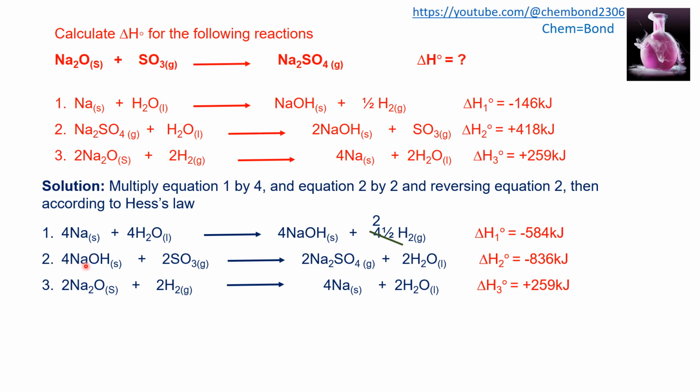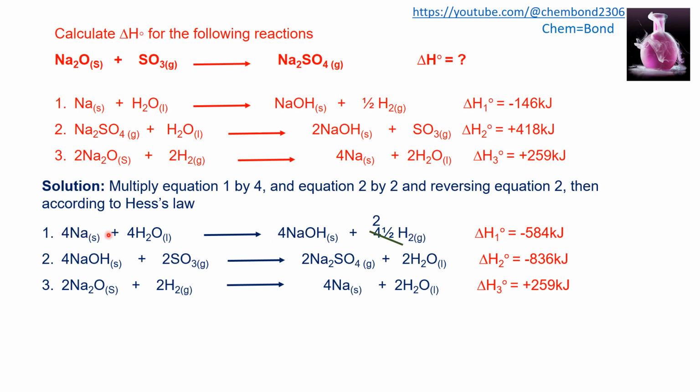So 4 moles of sodium hydroxide, which is 2 times 2, will combine with 2 moles of sulfur trioxide, since 1 is multiplied with 2. It will produce 2 moles of sodium sulfate and 2 moles of water. And the third equation will remain the same. Now we will multiply their enthalpy according to their number.